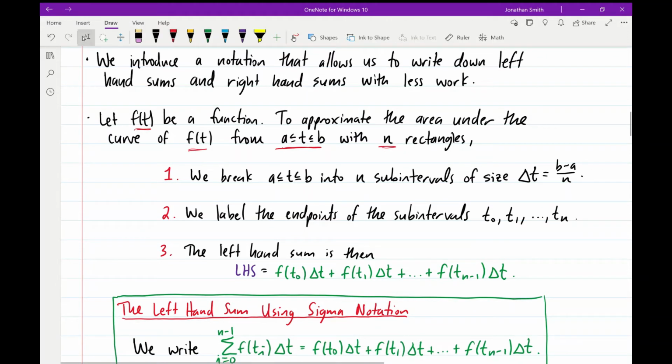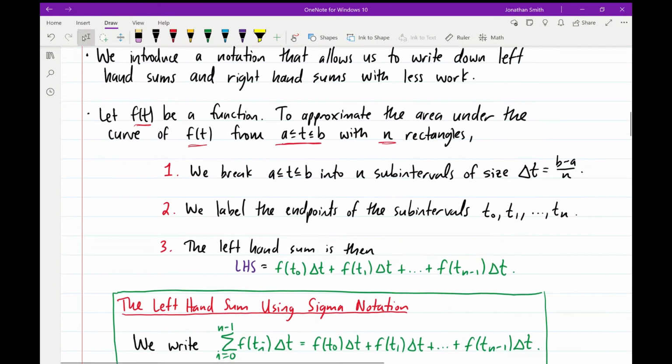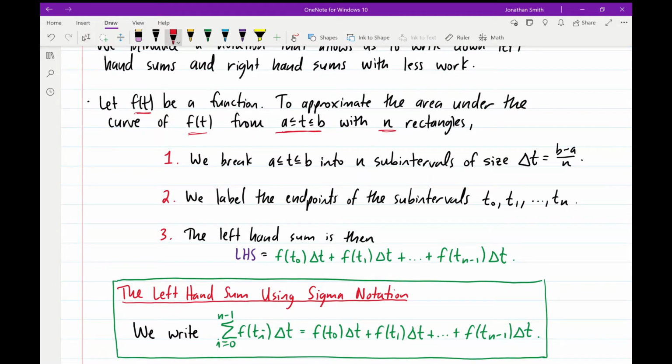So this is something that was already in the last video, but just to remind you, we take this interval from a to b and we break it up into n subintervals because we want to use n rectangles. And if you think about it for a second, this means that the width of each of these subintervals is going to be delta t equals b minus a, the length of the whole interval, divided by n, the number of rectangles we want to use.